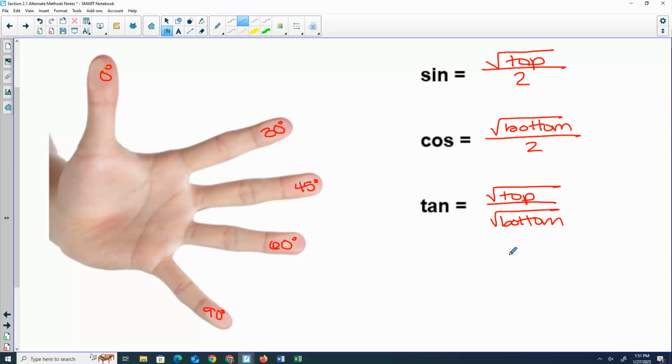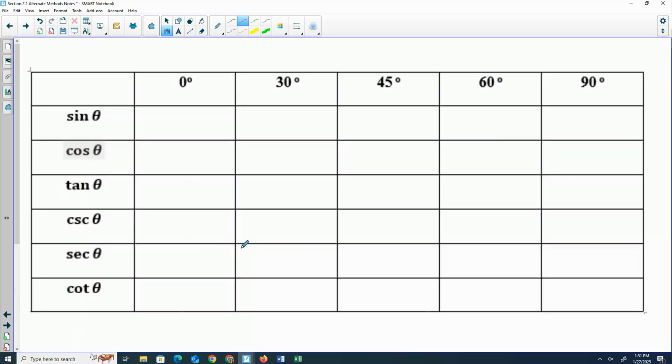Okay, so here's how it works. We're going to fill in this table. Now some of these angles we could already fill in from what we've done in class, but we're going to use our hand to do that. When I say 0 degrees, I'm going to fold in my 0 degree finger, which is my thumb. Okay, sine is the square root of the top divided by 2. How many fingers do I have above the one that I folded in? None. So it's the square root of 0 divided by 2, which is just 0.